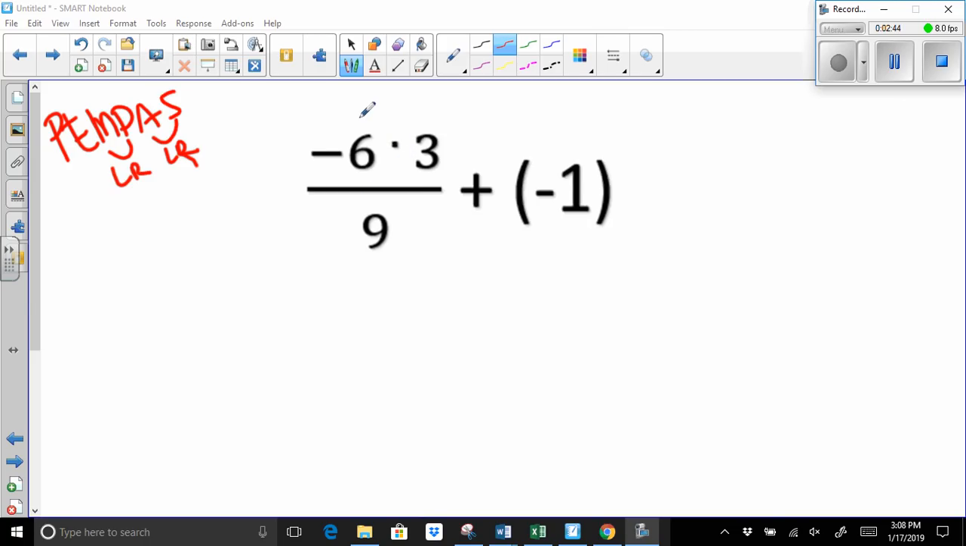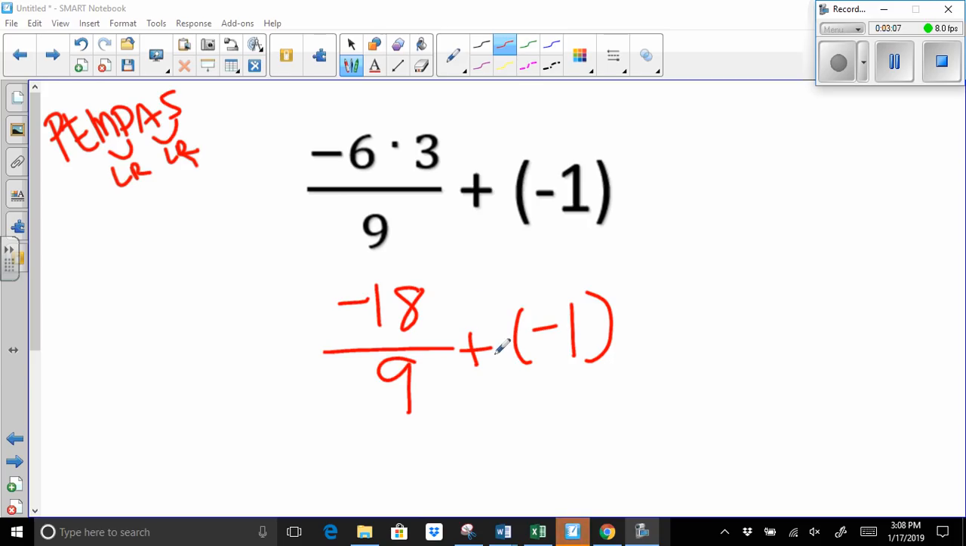So to solve this, I'm going to take care of that -6 times 3. Anytime you're multiplying or dividing by negatives, if the signs are different, our answer is negative. -6 times 3 is going to give us -18. I'm going to write that all over 9. I'm going to bring down my plus and my -1.